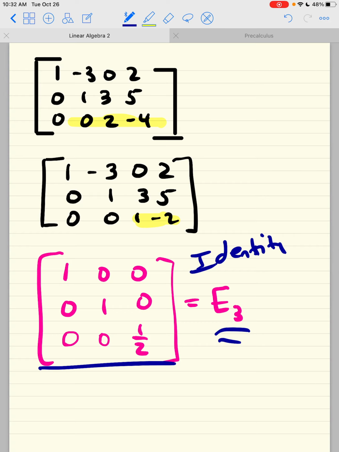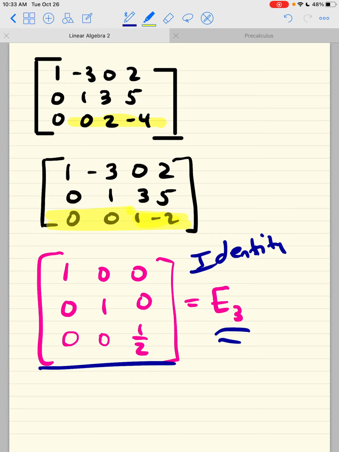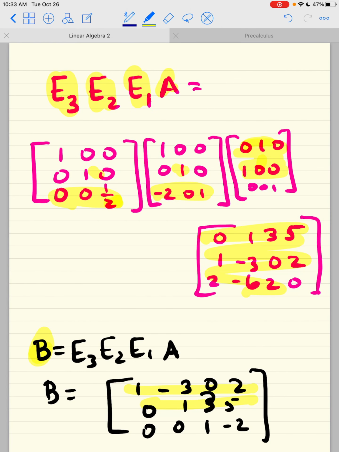And now you can continue doing all of this, but here's where we're going with this. If you do E3, E2, E1 times A, you will get B. So look, E3 was the one with the half, E2 was this one, E1 was where we interchanged the rows. If you multiply these three by A, you're basically going to get B, which is where we left off. So we left off here: 1, negative 3, 0, 2, 0, 1, 3, 5, and so on.